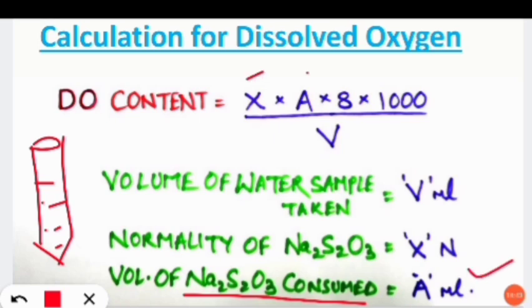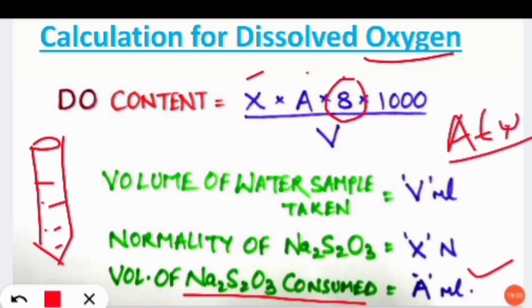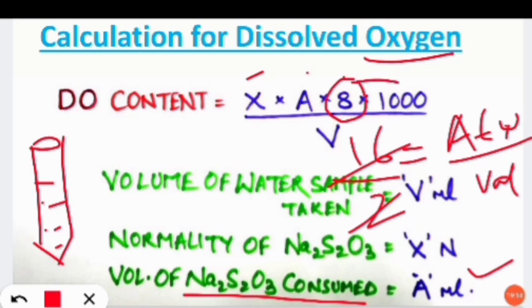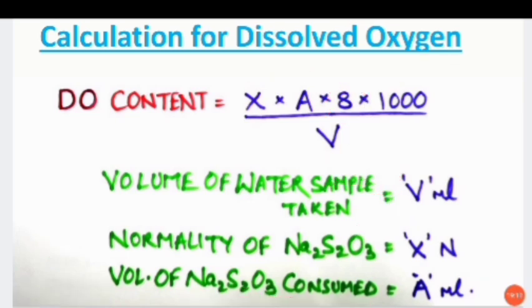Next comes the 8. Why are we using 8? Because 8 is the equivalent weight of oxygen. We have to find the dissolved oxygen, so we have to multiply by the equivalent weight of oxygen. How to calculate it? I will tell you if you want to know. To calculate the equivalent weight of any atom, we divide the atomic weight by the valency. Here the atomic weight of oxygen is 16 and the valency is 2, so we get the value 8. So 8 is the equivalent weight of oxygen.